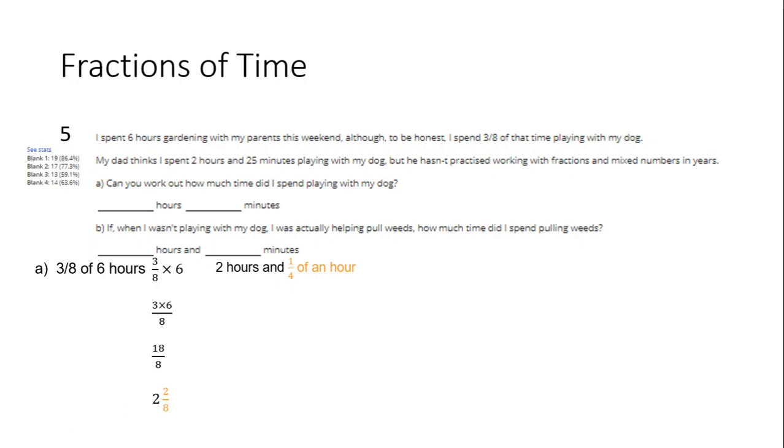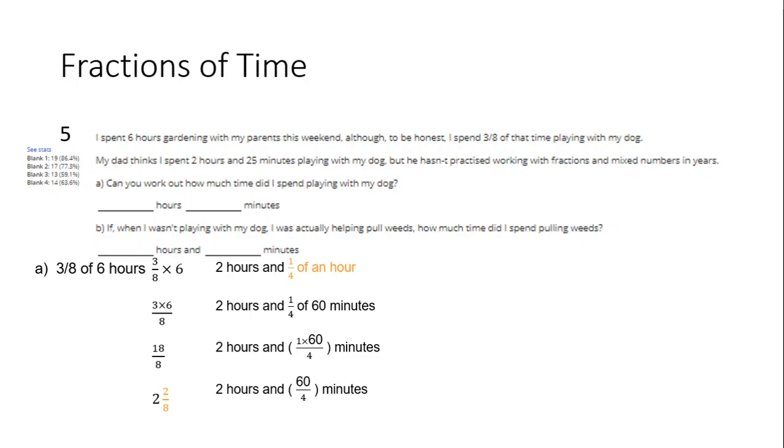Okay, so we know that a quarter of an hour is not 25 minutes. In fact, you should know what a quarter of an hour is looking at the clock. But we're going to work it out in case you don't. So a quarter of an hour is a quarter of 60 minutes. 1/4 of 60 is 1 times 60 on the top, and we're dividing by 4 on the bottom. Or simply just 60 divided by 4. And 60 divided by 4, I hope you remember that time on a clock is 15. 15 minutes is a quarter of an hour. So my dad's wrong about the minutes, but he's got the hours right. 2 hours and 15 minutes.